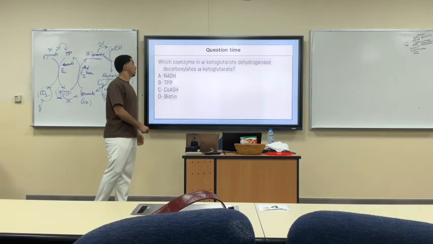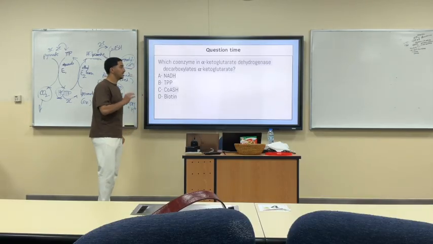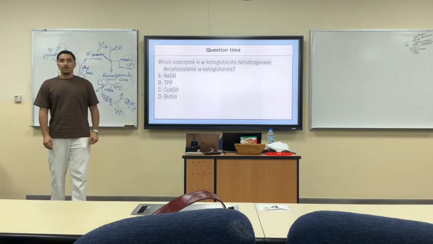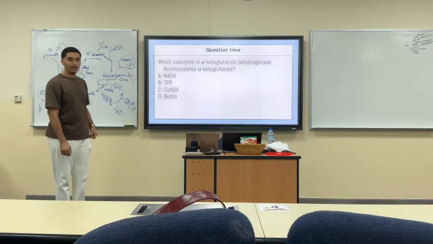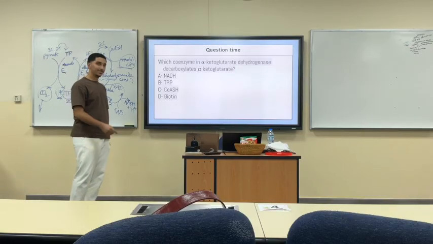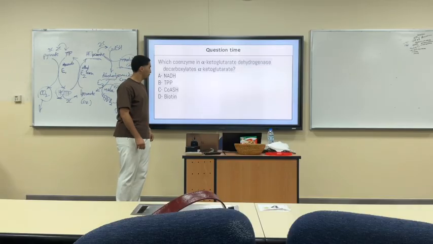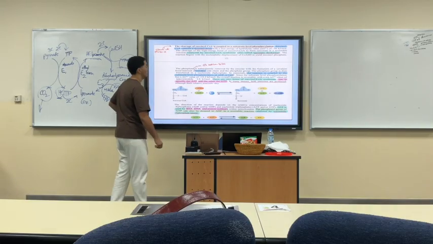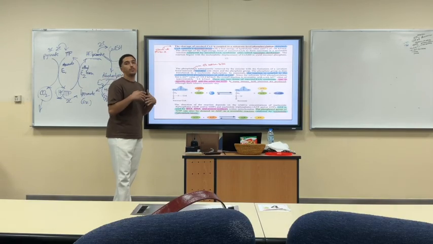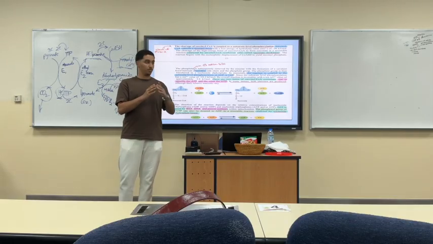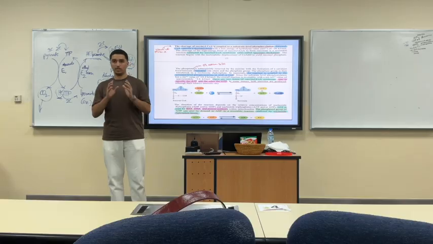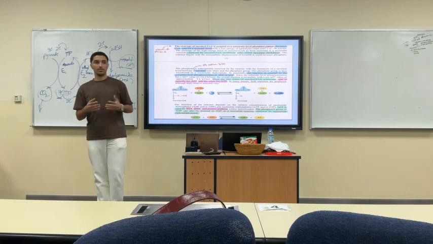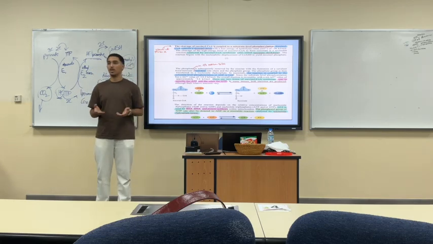Which coenzyme in alpha-ketoglutarate dehydrogenase decarboxylates alpha-ketoglutarate? C? Is that D? TPP? Okay. TPP is the coenzyme that my colleague mentioned decarboxylates and removes the carbon. It does the same action in the alpha-ketoglutarate dehydrogenase. Is everything clear till now? Does anyone have any questions?